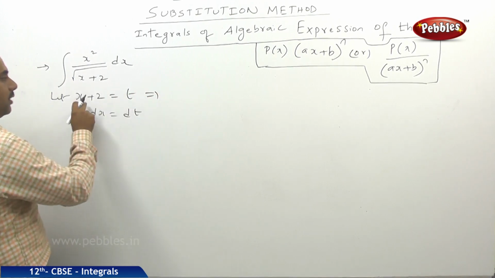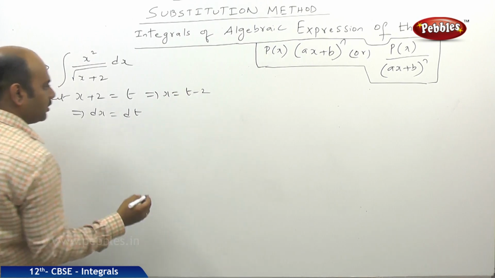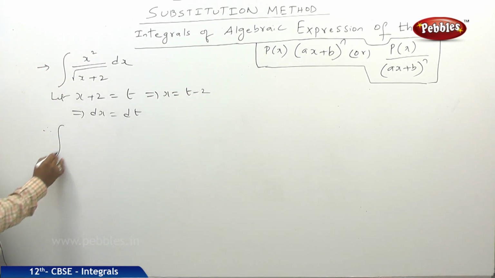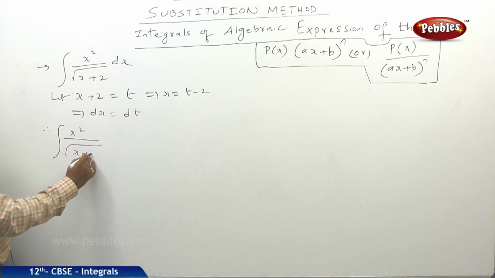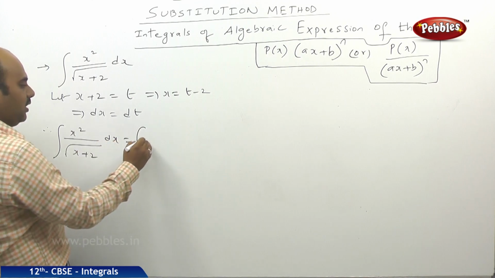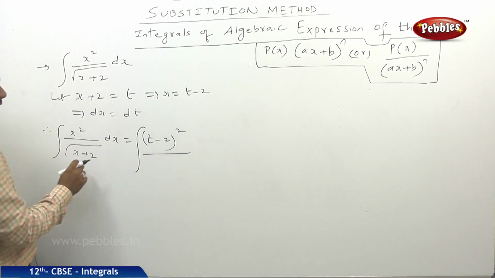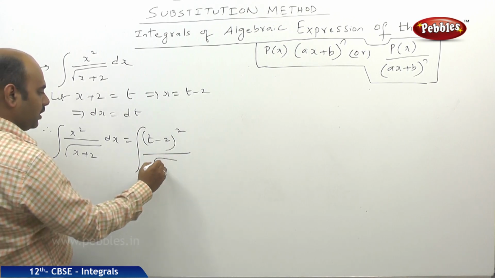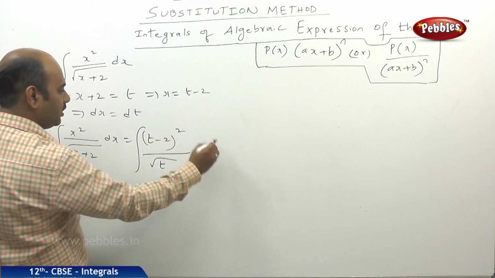And from here, x plus 2 is equal to t means I can write x is equal to t minus 2. Therefore, the integral of x square by under root of x plus 2 dx is equal to the integral of, in place of x I need to write (t minus 2) whole square divided by under root of t, and in dx means I can write as dt.